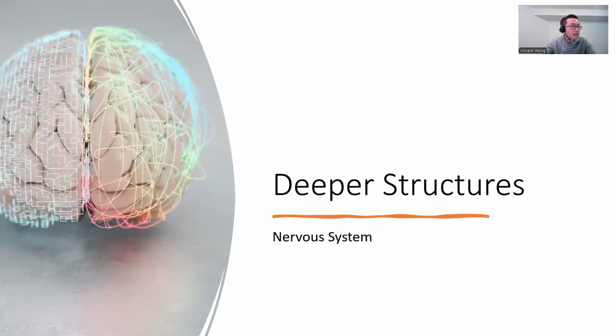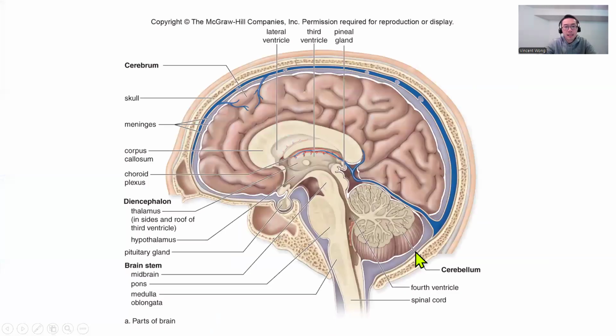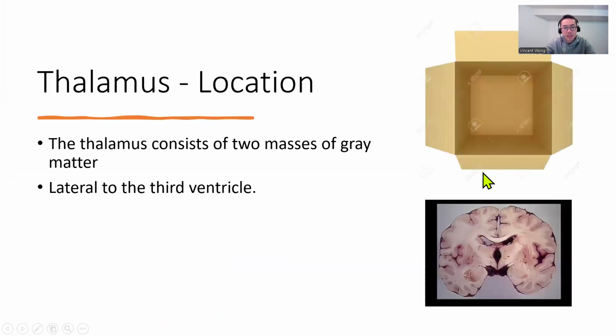All right, now we're gonna shift our focus to some of the deeper structures that are located inside the brain. So here we go. It's this picture again, and we're gonna be looking at some of the additional features that you cannot see on the surface. Starting with the thalamus, okay?